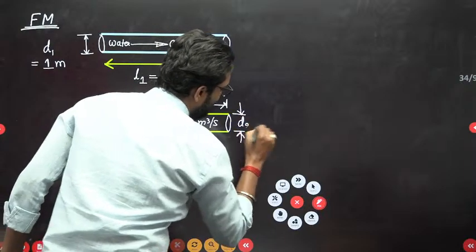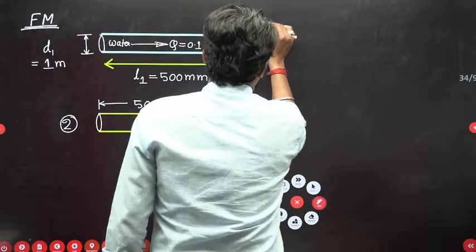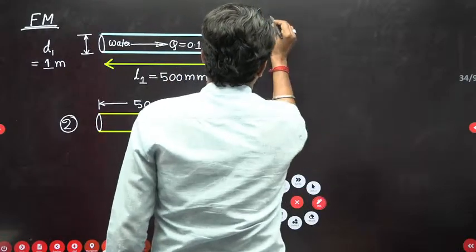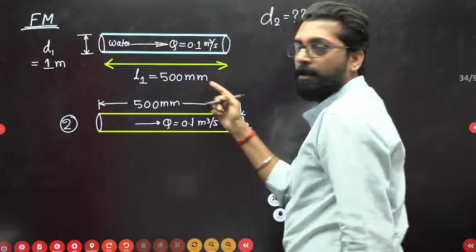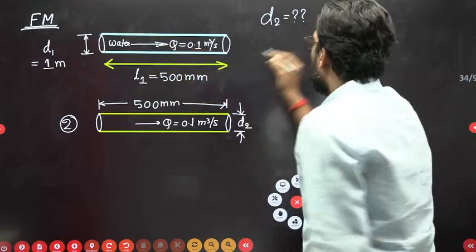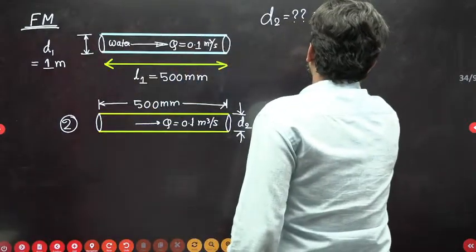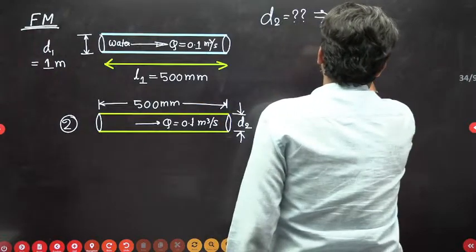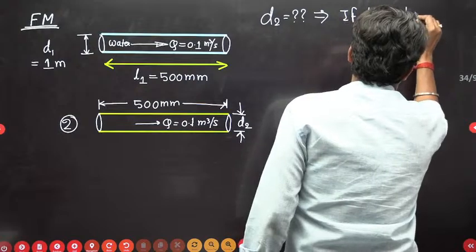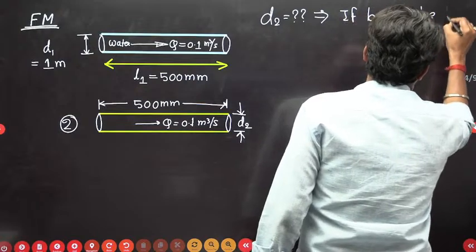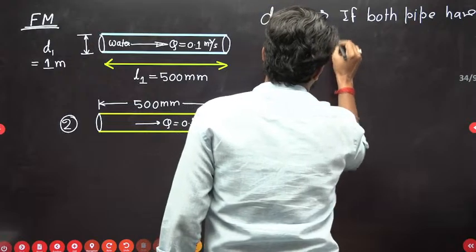What is the condition? It says for the same head loss. That means we need to find D2, the diameter of the new pipe which is installed instead of pipe 1. What is D2? So please close the door. What is the diameter D2 if both pipes have the same head loss?